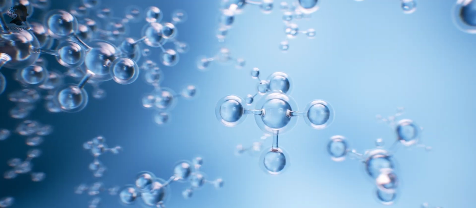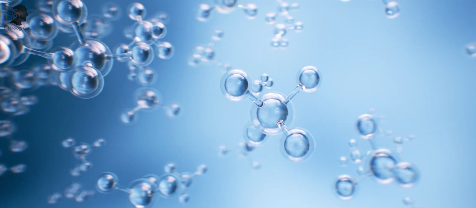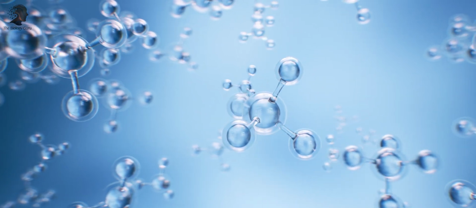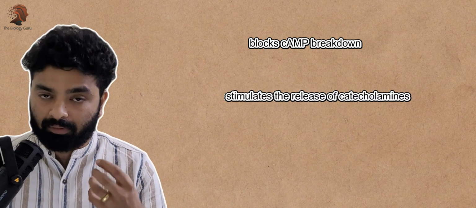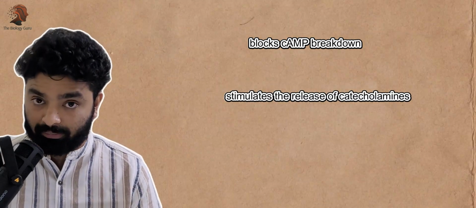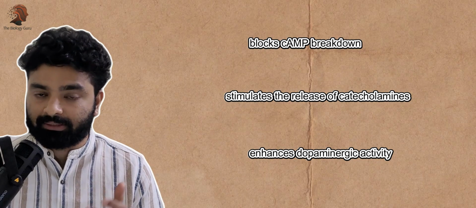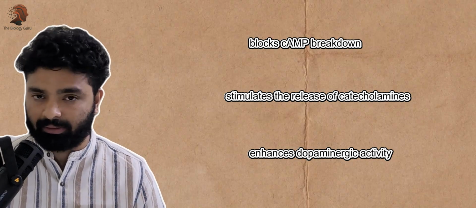So, in summary, coffee helps you stay awake through a complex biochemical pathway. It inhibits the breakdown of cAMP, which results in increased intracellular levels of cAMP. It promotes the release of catecholamines and also influences dopaminergic activity in the brain.